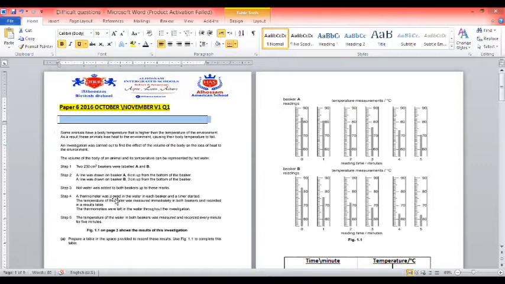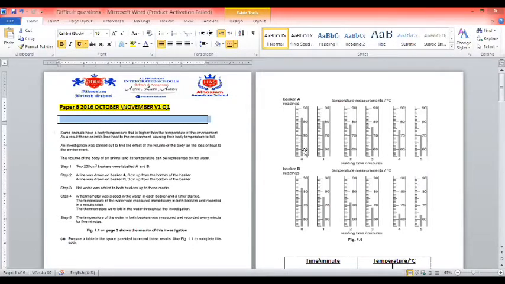A thermometer was placed in the water in each beaker, and a timer started. The temperature of the water was measured immediately in both beakers and recorded in a results table. The thermometers were left in the water throughout the investigation. And as you can see in figure 1.1, it shows the results of this investigation.